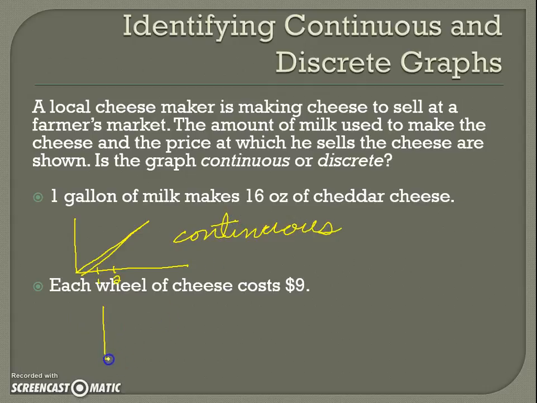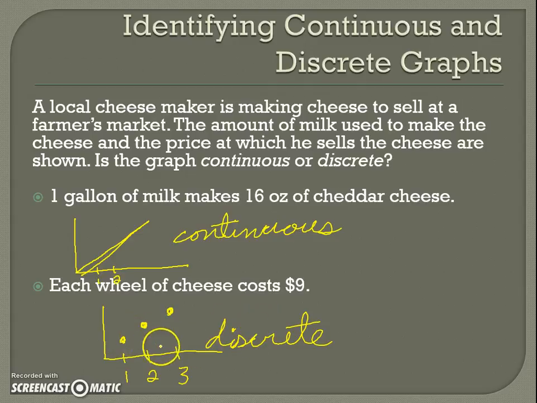If I come down here and it says each wheel of cheese costs $9, and I'm going to graph that, I'd have 1, 2, and 3. I sell a wheel of cheese. That's it. Okay, so I sell 1 wheel, and it costs something. I sell another wheel. It costs something. I don't sell a wheel and a half. I don't sell a wheel and a fourth or anything like that. I'm selling specific amounts that I can't have in between. So if there's no value that you could have in between, we call that discrete.